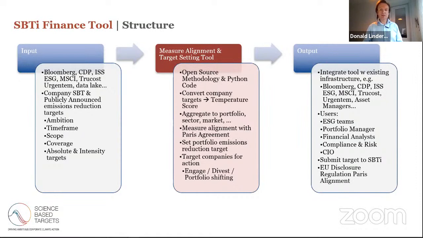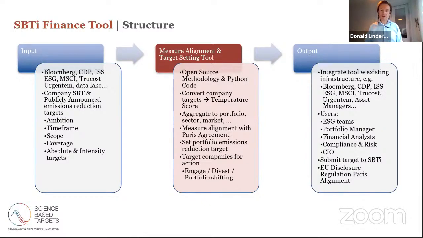to portfolio and sector level, and to measure alignment with the Paris Agreement, for example, set portfolio emission targets and target companies for action, either through engagement or divestment or whatever sort of actions you have in mind for these companies. And then the calculator essentially sends this out to a user interface where you can interact with it, where you can set the options, and where you can obviously get the results from that calculator.